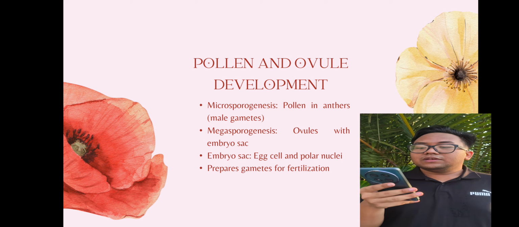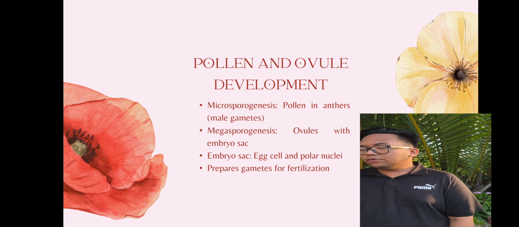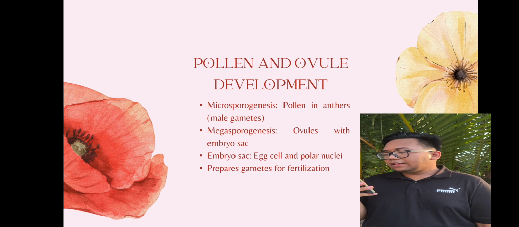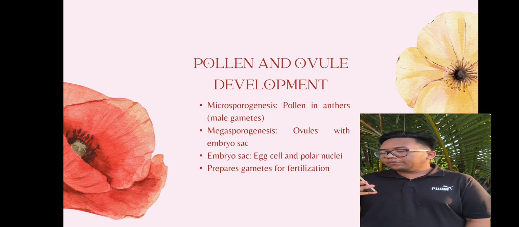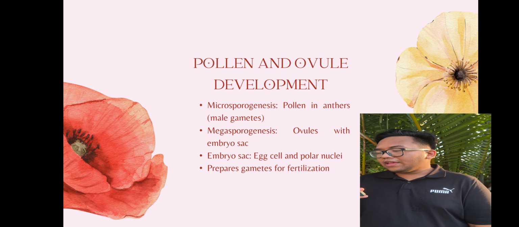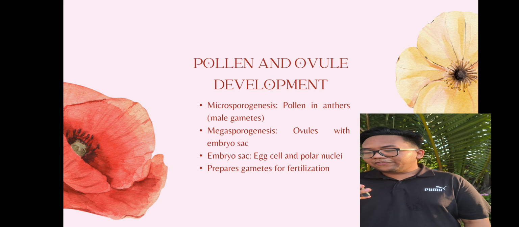Let's move on to the 10th slide, which is pollen and ovule development. Pollen is formed via microsporogenesis in the anther, while the ovule develops through megasporogenesis with an embryo sac containing the egg and polar nuclei, preparing the gametes for fertilization.